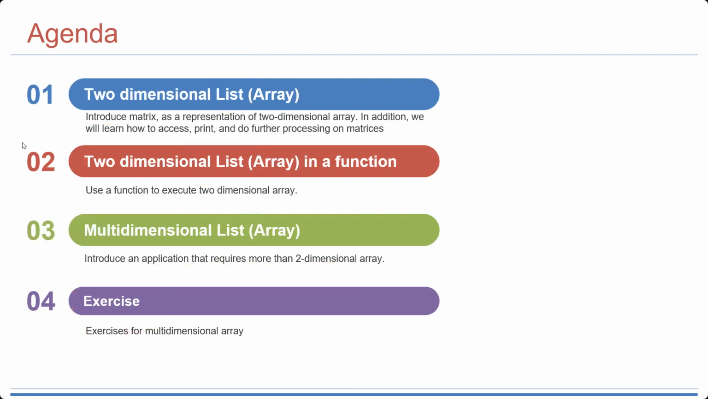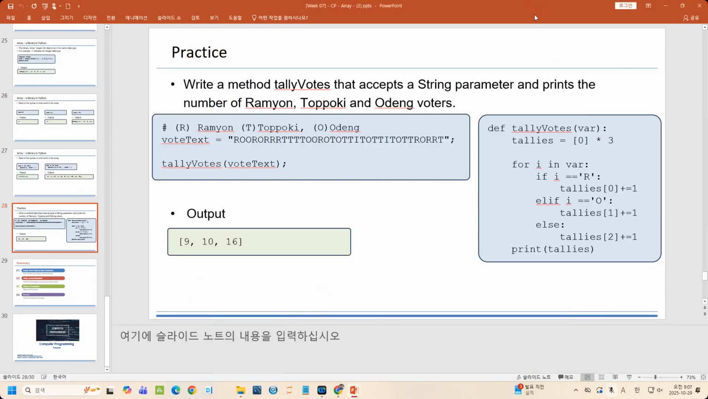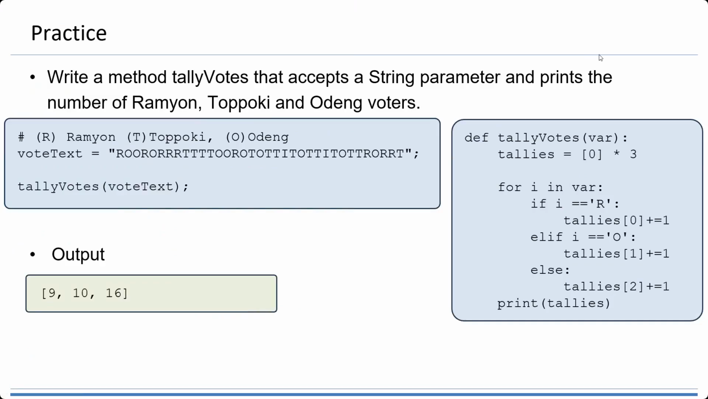Oh, by the way, I think I made one section. Okay, before the multi-dimensional list, let me get back to this practice.